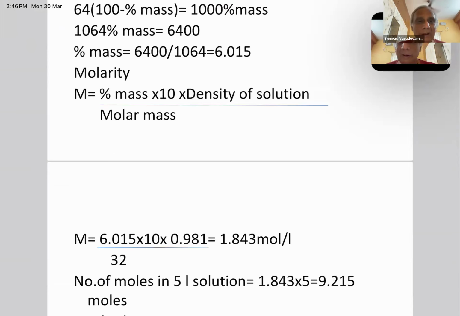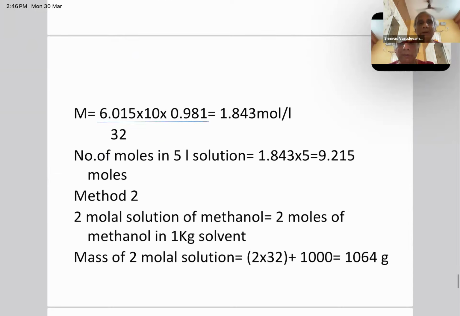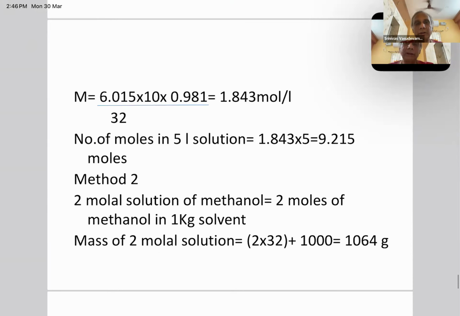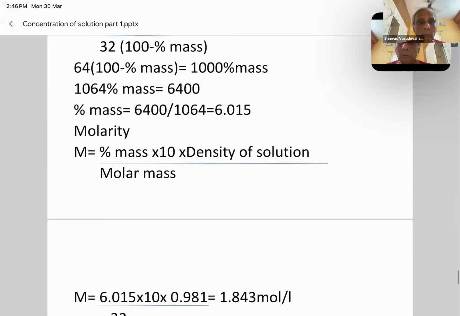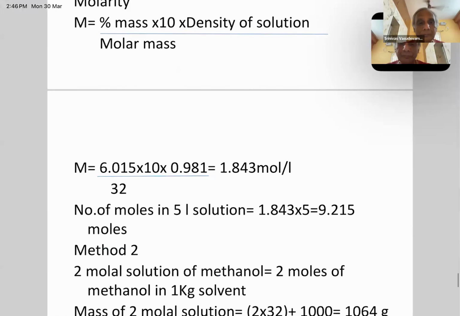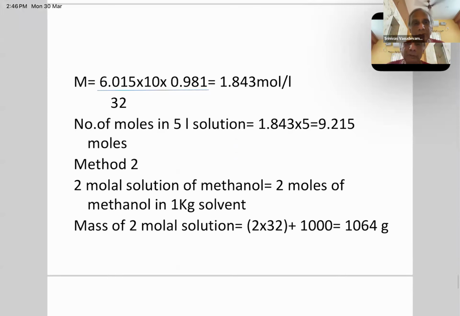So molarity is percentage mass by molecular mass into 10 into density. So 6.015 by 32 into 10 into 0.981, which is 1.843 mole per liter. Number of moles in 5 liter solution multiplied by 5: 1.843 times 5 is 9.215 moles. Another method is finding out the mass of 2 molar solution.